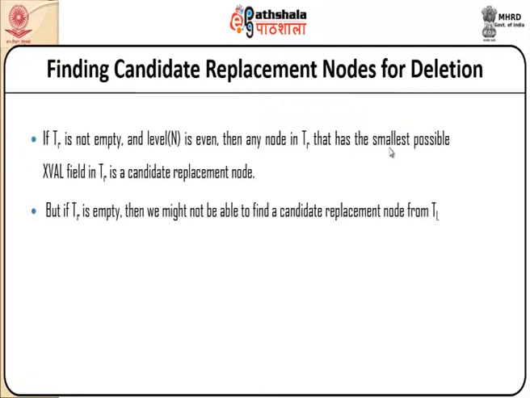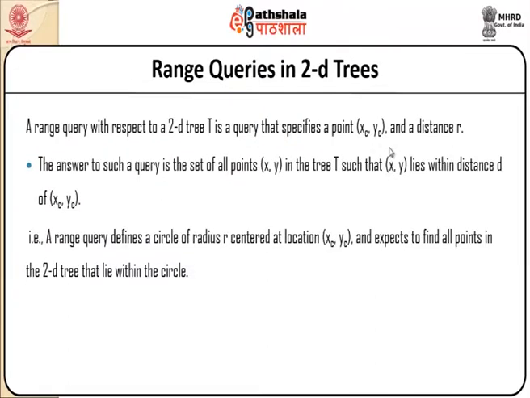But if TR is found to be empty, then we might not be able to find a candidate replacement node from TL. Not only that, now that we have identified a specific point and it is not a range, what happens in case, as I have told you, a range needs to be identified? Say, for example, with the explanation that I have started with, when we land upon a specific area, we want to correctly plot out how long the distance is between a particular location and another location.